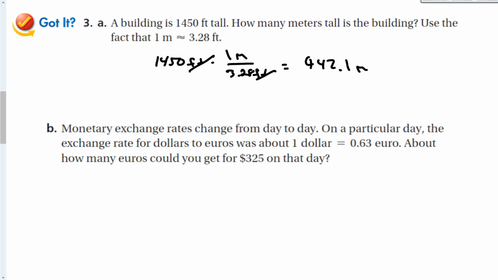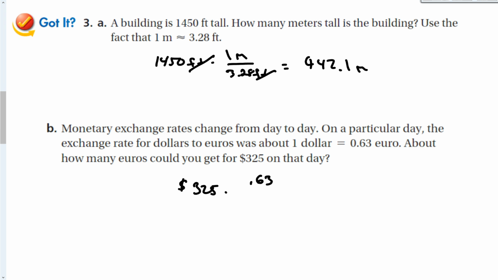Okay. Part B says monetary exchange rates change from day to day, which is true. On a particular day, the exchange rate for dollars to euros was $1 is equal to 0.63 euros. About how many euros could you get for $325? So we're going to start with $325. We're going to multiply by, well, 0.63.